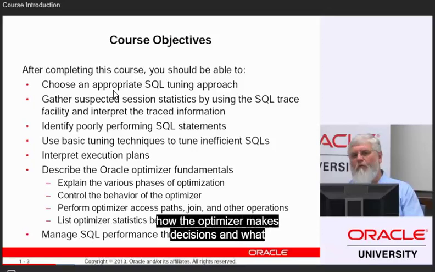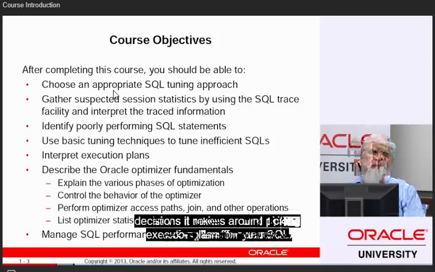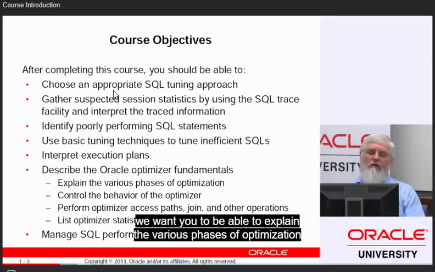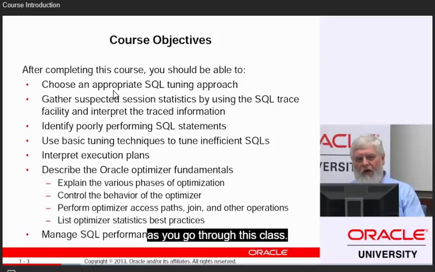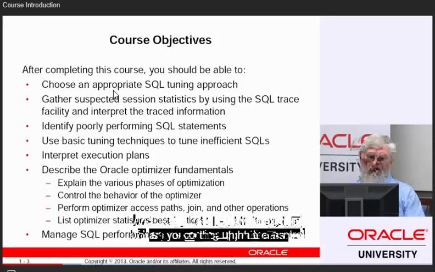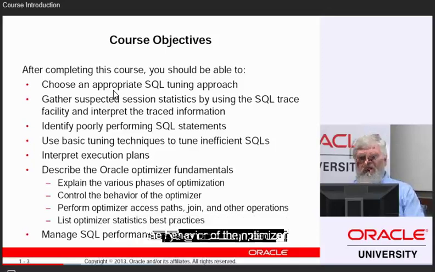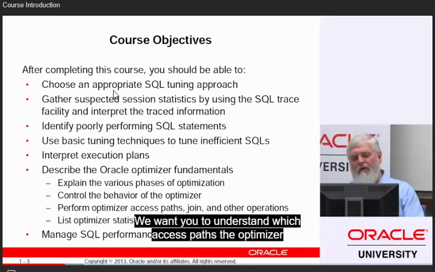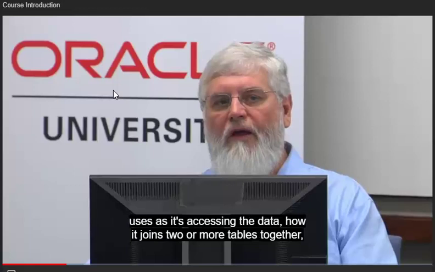So to aid this process, so you understand how it works, we want you to be able to explain the various phases of optimization as you go through this class. And we're going to have a number of lessons coming up on that. Control the behavior of the optimizer. There are a number of ways of influencing its decisions. We want you to understand which access paths the optimizer uses as it's accessing the data, how it joins two or more tables together, and other SQL operations that it does as part of processing an SQL statement.